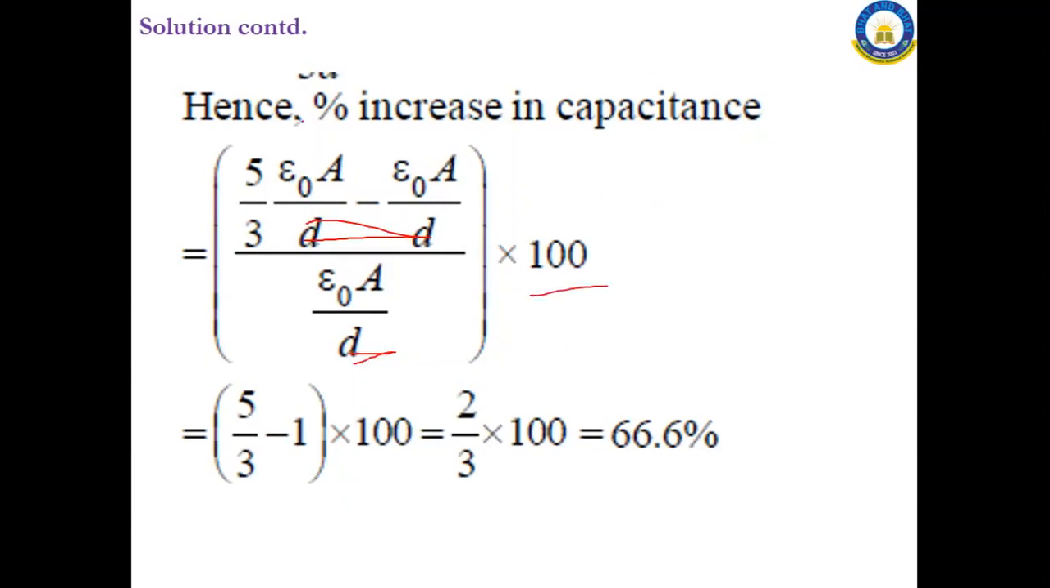So change in the value: this is the new value, this is the initial actual value. So change in value divided by the original value into 100. Here epsilon naught A by d will cancel, so the denominator will be only 1. So 5 by 3 minus 1 into 100 will be 2 by 3 into 100. So the answer is 66.6. So among the options, it was given as B, right? The correct option is B.